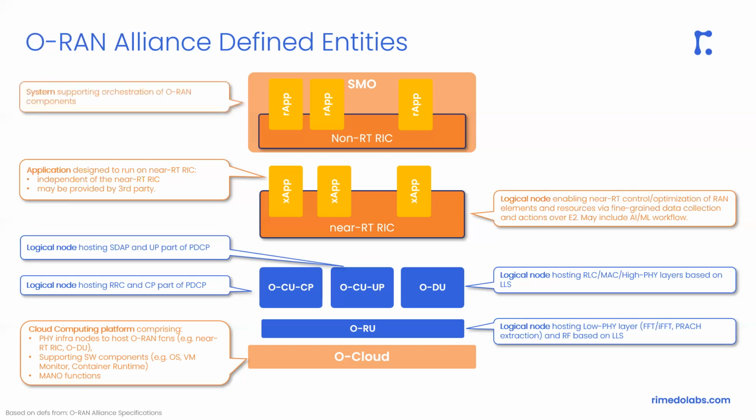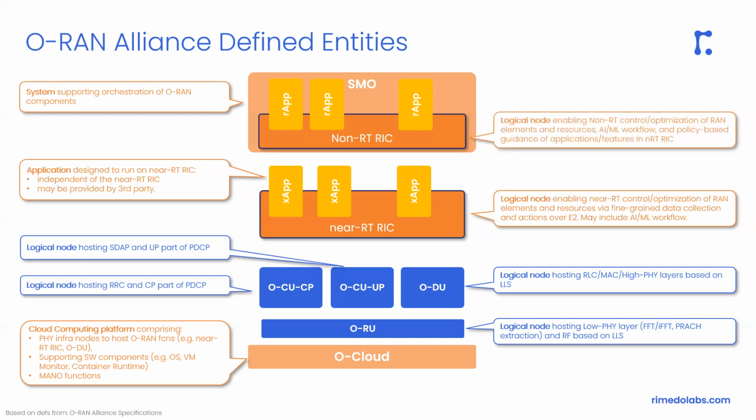And then, on top of that RAN, we have the management plane with the service management and orchestration, which is basically a system to orchestrate the RAN. That also includes the second version of RIC that is called non-real-time RIC. Again, this is a logical node enabling non-real-time control and optimization of the RAN elements, and that is hosting the rApps. So it's a platform to host the rApps.